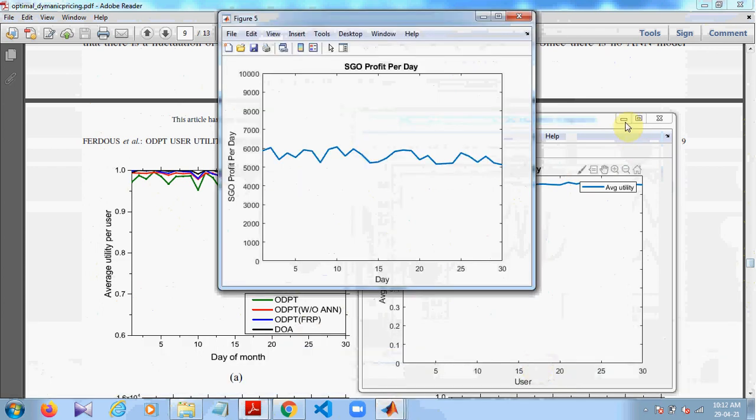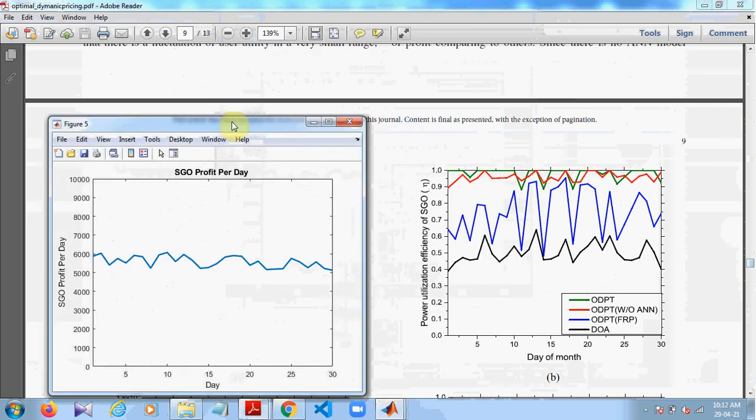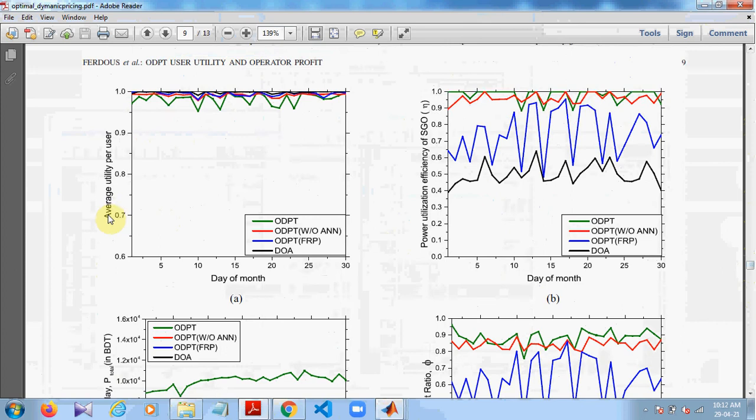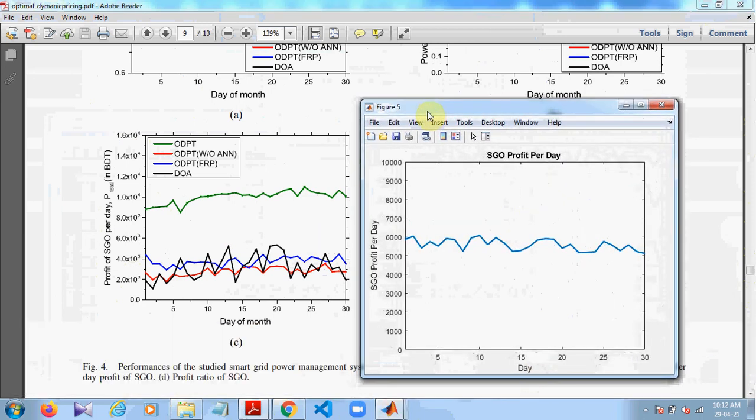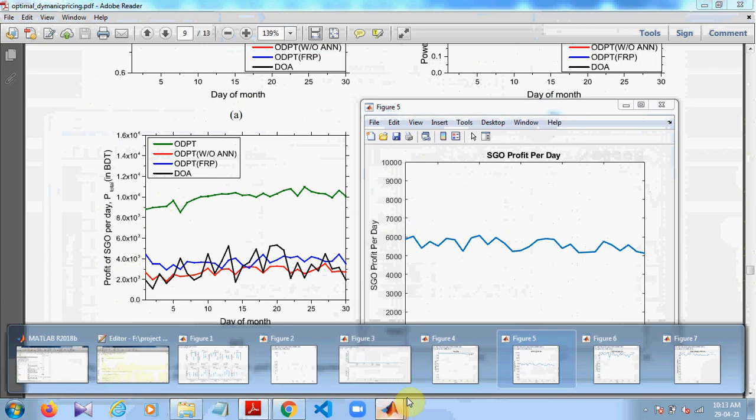Second graph, that is Edgeo profit per day. So this is the profit of Edgeo. In that figure, it is given 2.0 into 10 raised to 3 to 1.6 into 10 raised to 4. So you can see these values, scales given in powers of 10 raised to 3. Likewise, we have taken the per day profit. It is near about 6 into 10 raised to 3, which is also optimized as per our scenario. So this is how we have taken the values.